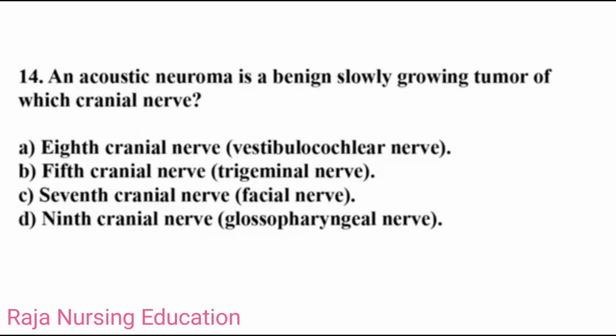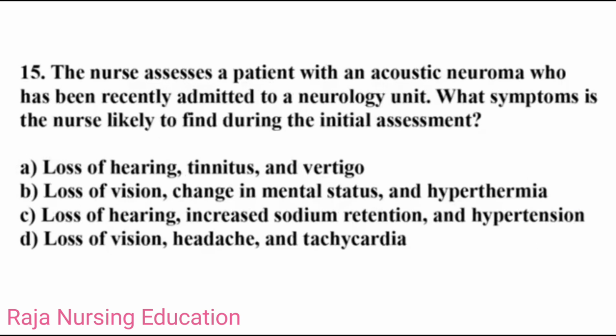An acoustic neuroma is a benign, slowly growing tumor of which cranial nerve? A. 8th cranial nerve. B. 5th cranial nerve. C. 7th cranial nerve. D. 9th cranial nerve. The answer is A. 8th cranial nerve, vestibulocochlear nerve.